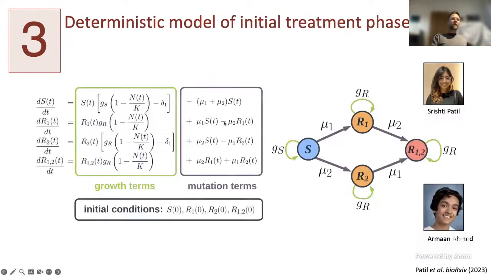So the deterministic model is described by some differential equations, which are here. I'm not going to go into detail, but this is a fairly standard model that has some growth terms with some density-dependent growth, and then it has some mutation terms. And this diagram here summarizes all these flows between the different compartments: susceptible, resistant to first treatment, resistant to the second, doubly resistant.